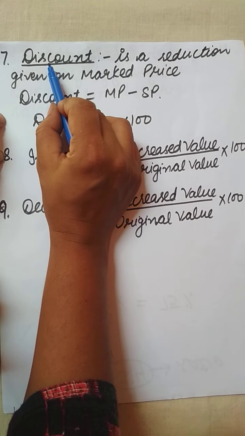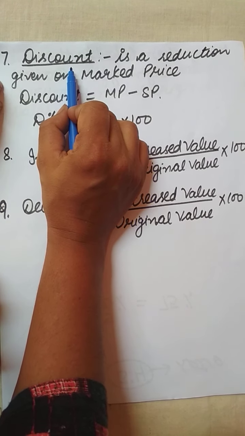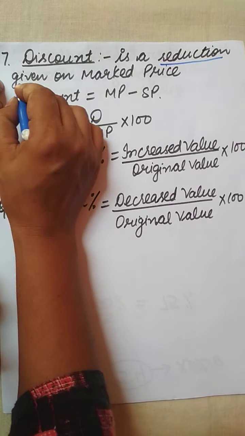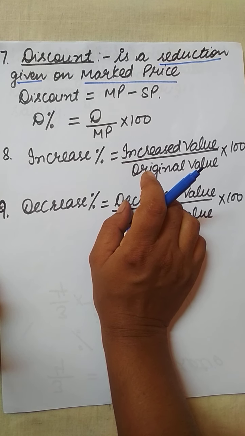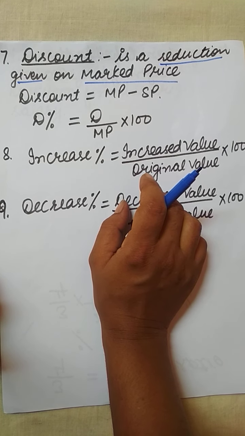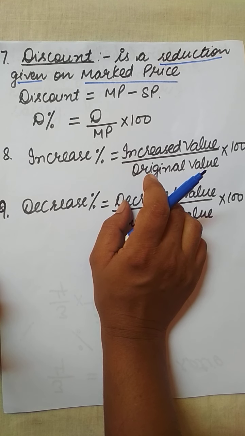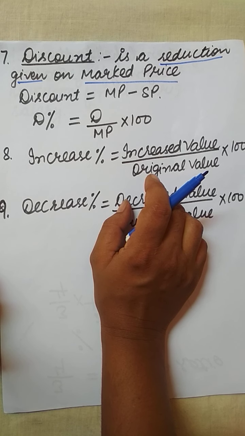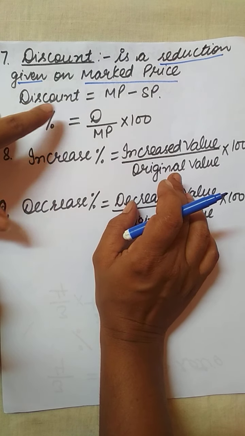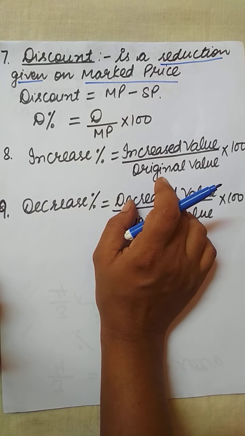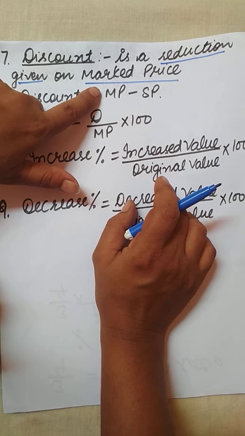Next is the topic of discount. Discount is the reduction given on the marked price. Students, when we go to market, we see there is a discount of 50%, 40%, 20%. What is actually discount? This is the reduced price of the article on marked price. When we take any discount, it is always applicable on the marked price. MRP is written on every article, and whatever be the discount, it is calculated with respect to the marked price.